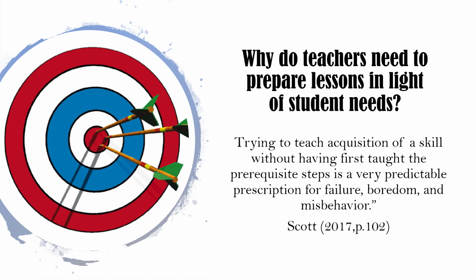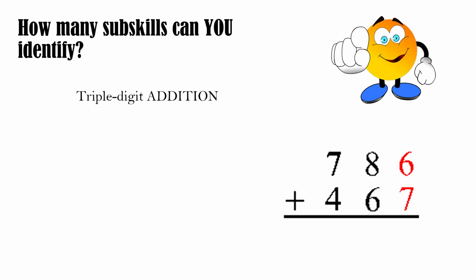If you're trying to teach a complex skill and that child doesn't have the prerequisite steps, then you're going to have a really, really difficult time, and it's going to be kind of miserable. So let's talk about prereqs. And so let's take triple digit addition.